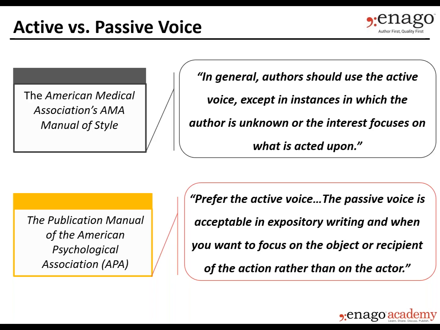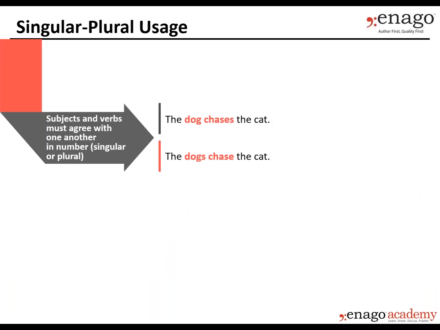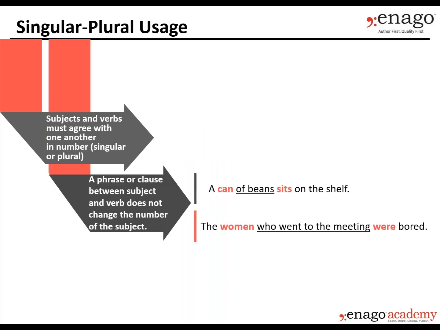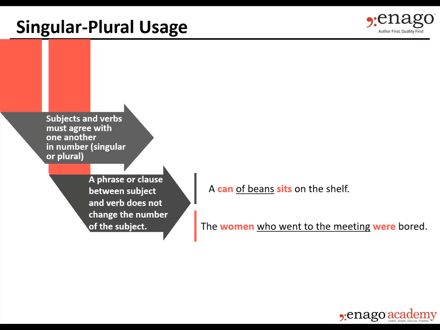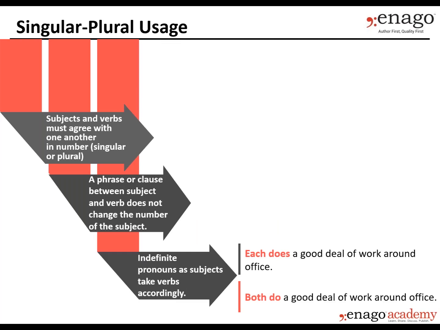So there you go. Basically, you've got the dog chasing the cat. The dogs chase the cat. Next click. You've got a can of beans that sits on the shelf, whereas the women were bored. So subjects and verbs must agree with one another, and a clause or a phrase between the subject and the verb doesn't change the number of the subject. If you've got something between the verb and the subject, that doesn't have any effect on the way that the words agree.